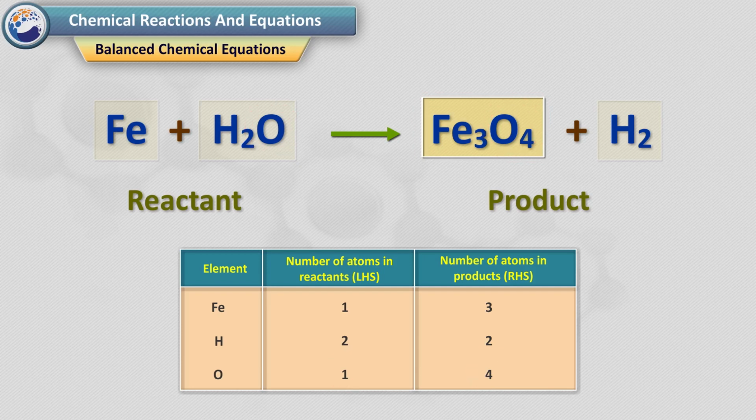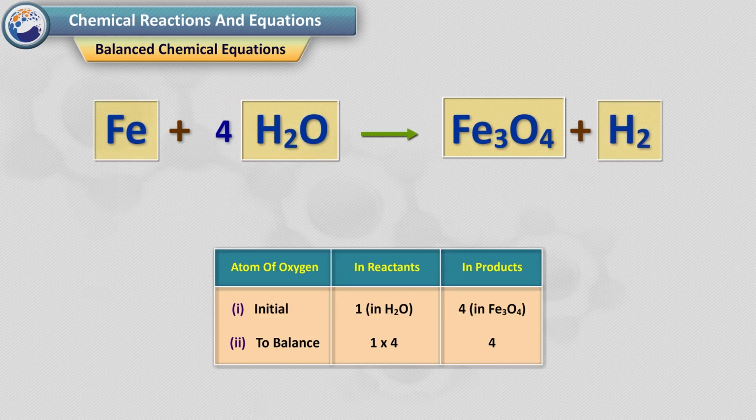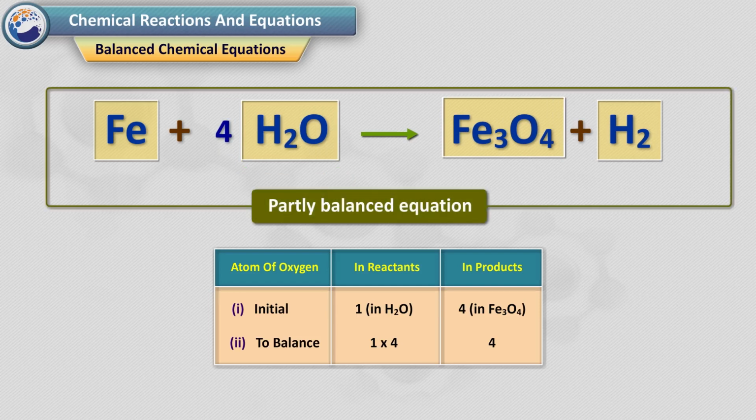To balance the oxygen atoms, to equalize the number of atoms, it must be remembered that we cannot alter the formulae of the compounds or elements involved in the reactions. For example, to balance oxygen atoms we can put coefficient 4 as 4H2O and not H2O4 or H2O. Now the partly balanced equation becomes.